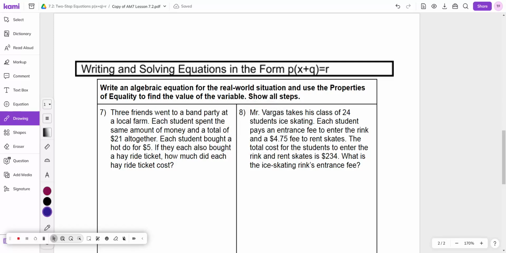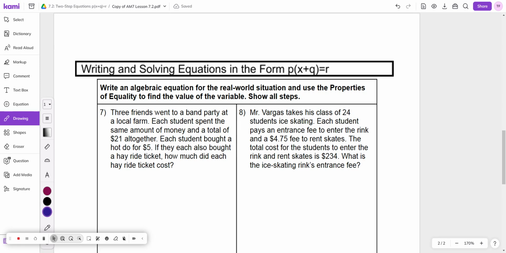So let's now talk about some application problems. In other words, real world problems. In other words, word problems. So there's lots of different ways to call it what it is. So we're going to write an algebraic equation. That means we're going to have a variable and all that other fun stuff for the real world situation, and use those properties of equality to find the value of the variable. We need to make sure we show every step.